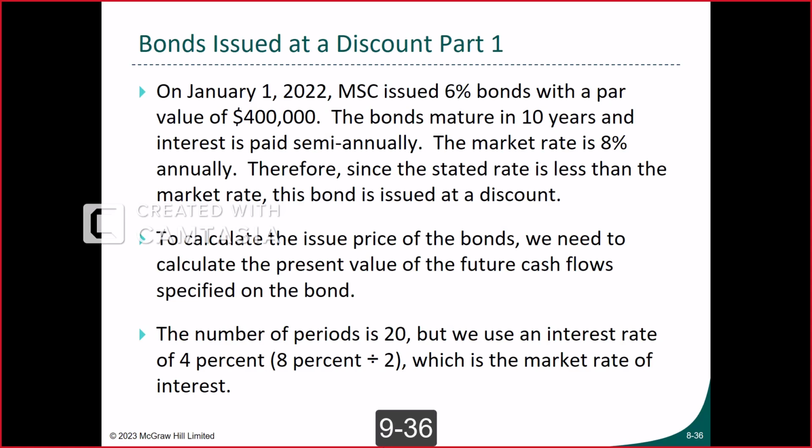The market rate is 8% annually. So the market is offering 8%. The market offers more than the 6% our bonds offer. So in this case, should we expect to receive more than 400,000 or less than 400,000 at the day of the issuance?